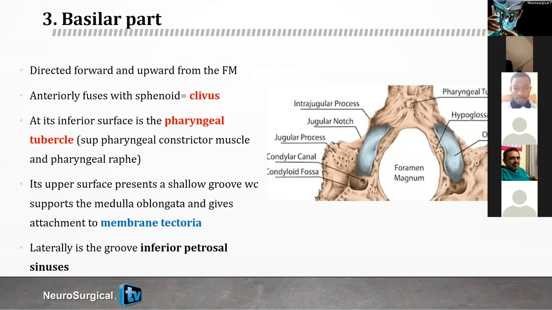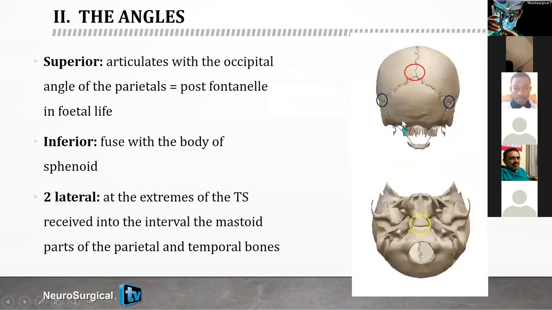Its upper surface presents a shallow groove, you can see here, which supports the medulla oblongata and gives attachment to the membrana tectoria. Laterally, we have the groove which receives the inferior petrosal sinuses.